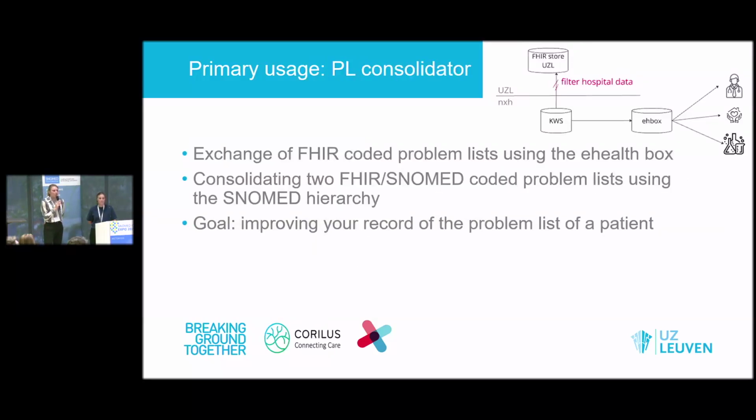Another example is the problem list consolidator, which is also an innovation project we did with the money of our lovely government. And for this, we exchanged FHIR coded problem lists with SNOMED codes in it. So we used this SNOMED hierarchy to make decisions based on, for example, diabetes type 2 is more specific than diabetes. So we could use the SNOMED hierarchy in our FHIR condition resources to make some improvements of our own problem list or improve the problem list of someone else.